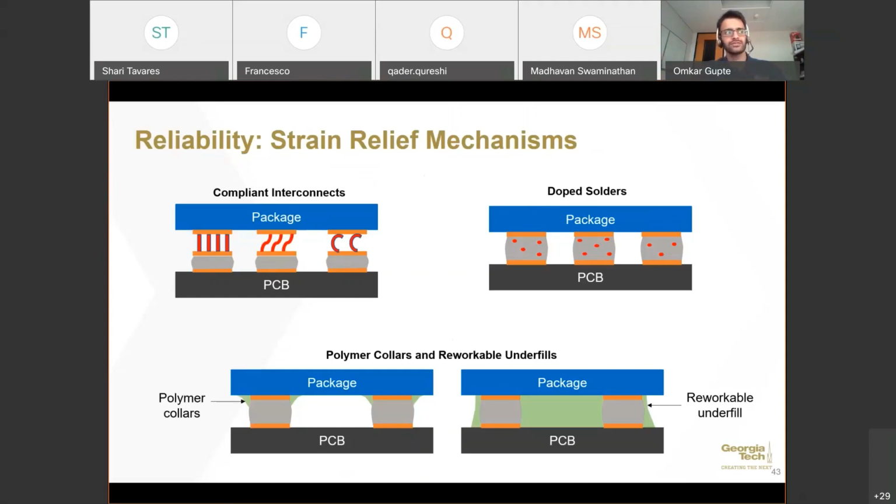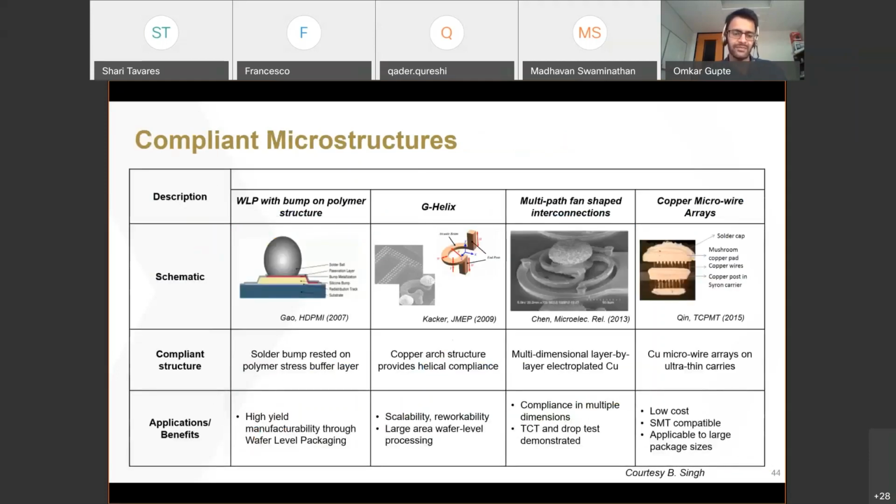That was to look at warpage. Next, we also said that there are a lot of stresses and strains that are developed in the packages. So some other strain relief mechanisms are used, such as compliant interconnects or doped solders, which I'll be talking about. Polymer collars and reworkable underfills are also materials that are used for helping with the increased strains that are developed in the solders.